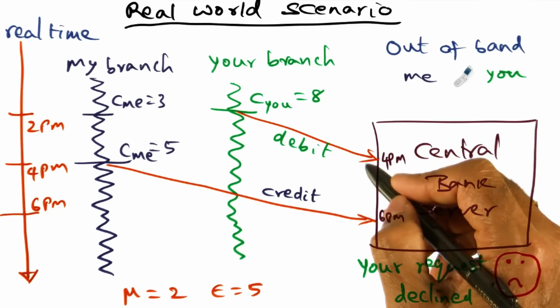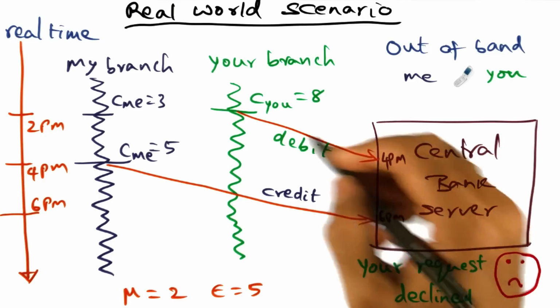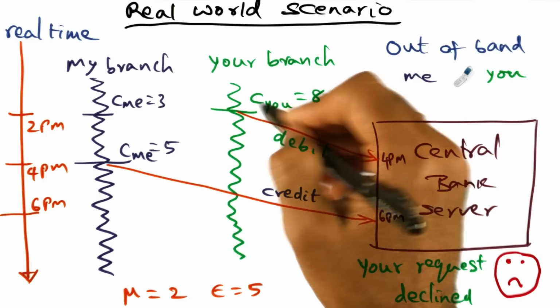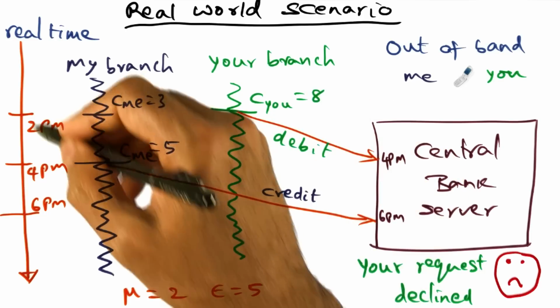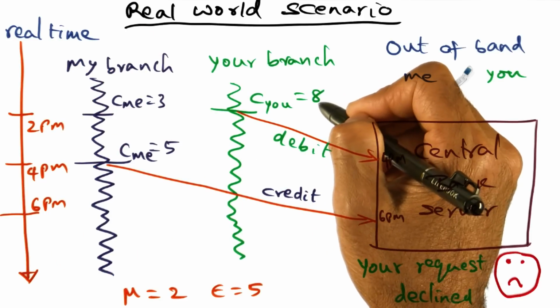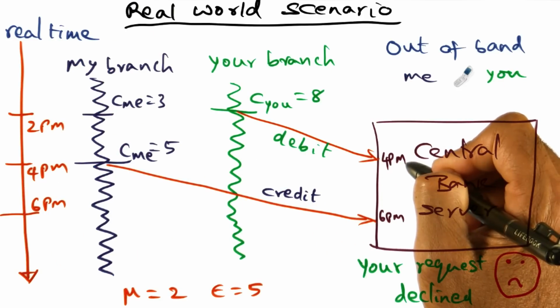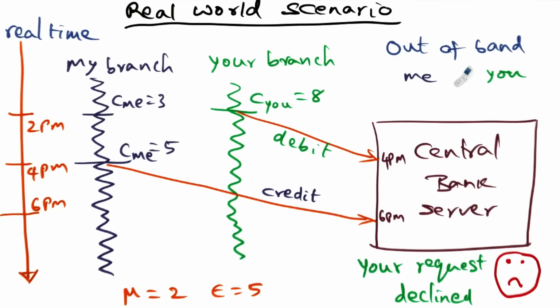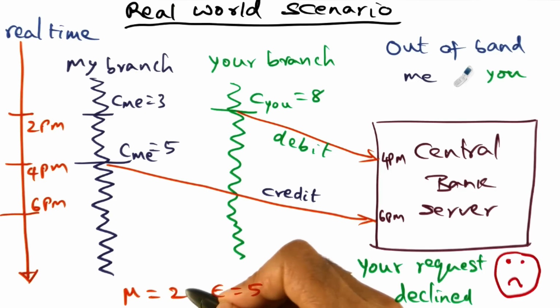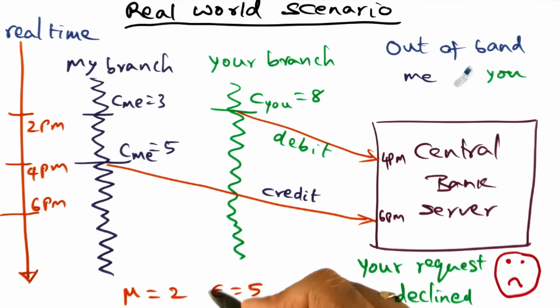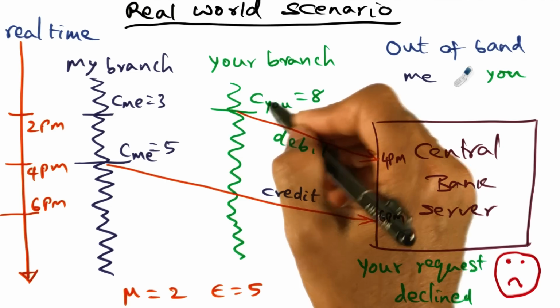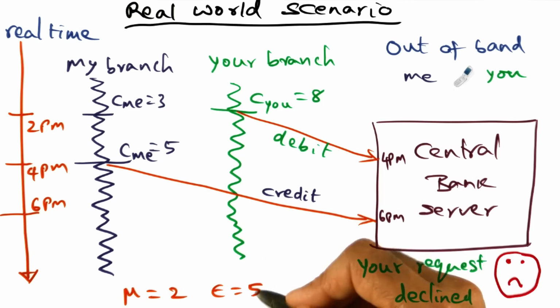And therefore, your request, which came in at 4 p.m., because you sent it relative to me, you're 5 hours ahead, and in terms of real time, you're actually 6 hours ahead. And so the message is received at 4 p.m. and your request is declined. And this is coming about because of the fact that your inter-process communication time, mu, is less than the mutual clock drift that we are seeing between these two clocks, which is 5.